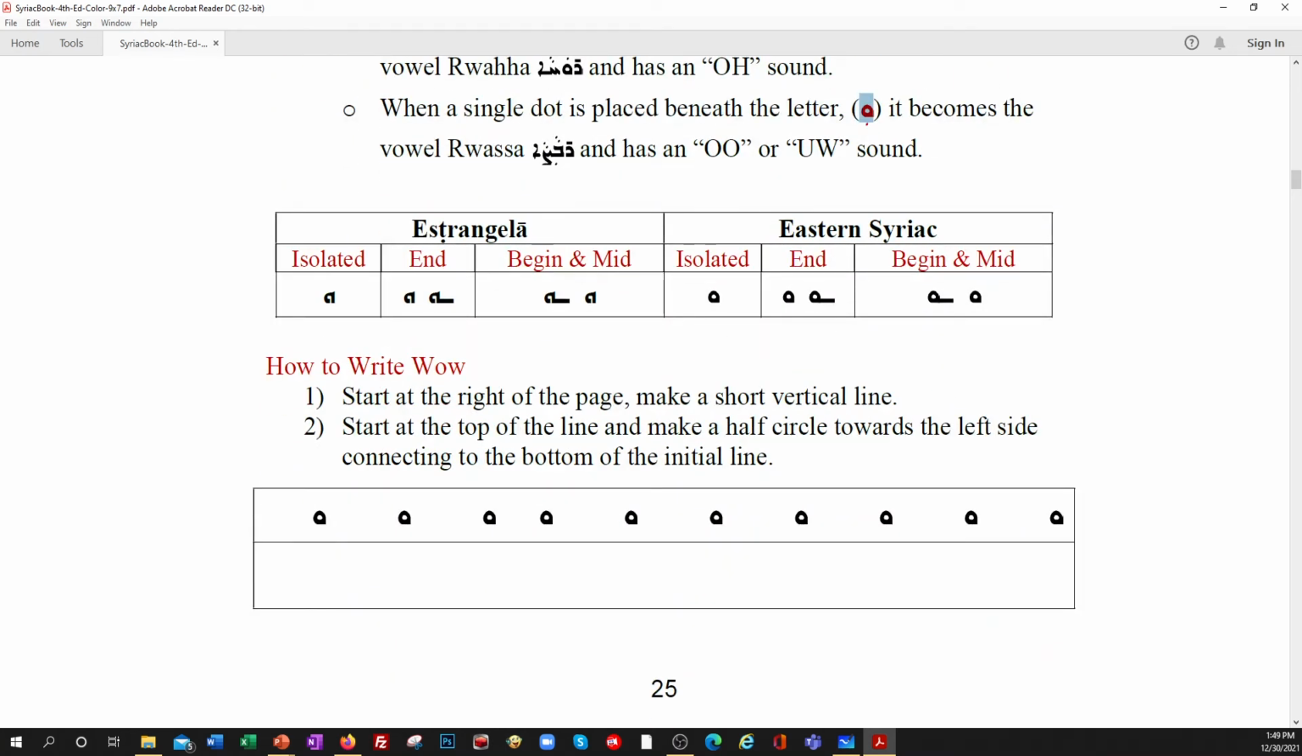How exactly the waw joins will show in a word. In the middle, when it is joined, it looks like this. When it does not join, it looks like this. At the end too, when it joins, it looks like this, and when it does not join, it looks like this, like an isolated letter.